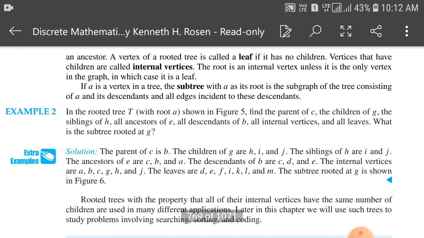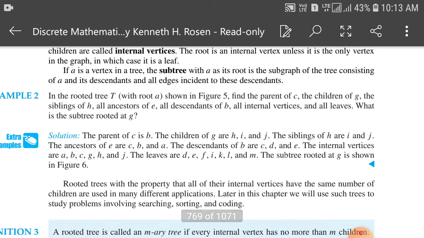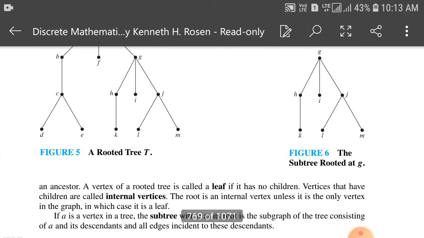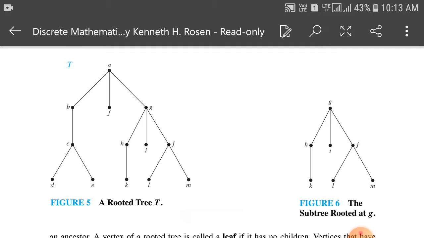Now observe a rooted tree with root A, shown in figure 5. Find the parent of C, the children of G, the siblings of H, all ancestors of E, all descendants of B, all internal vertices and all leaves. What is the subtree rooted at G? Now we will see this with the above example. The parent of C is B in the rooted tree T.